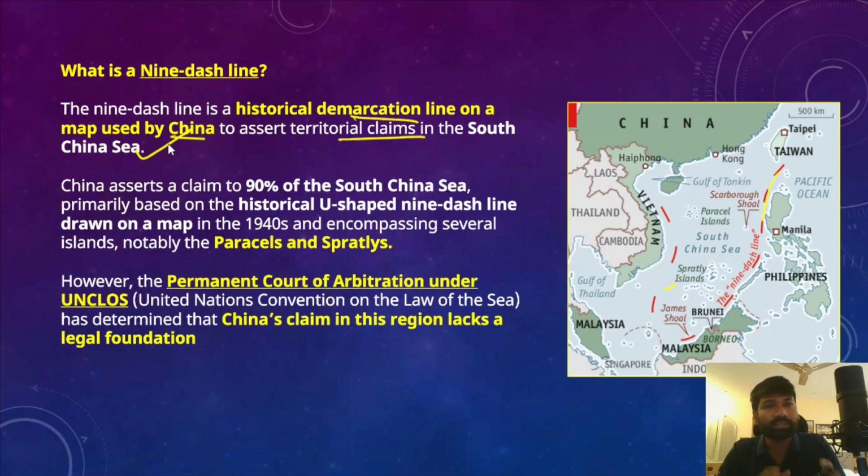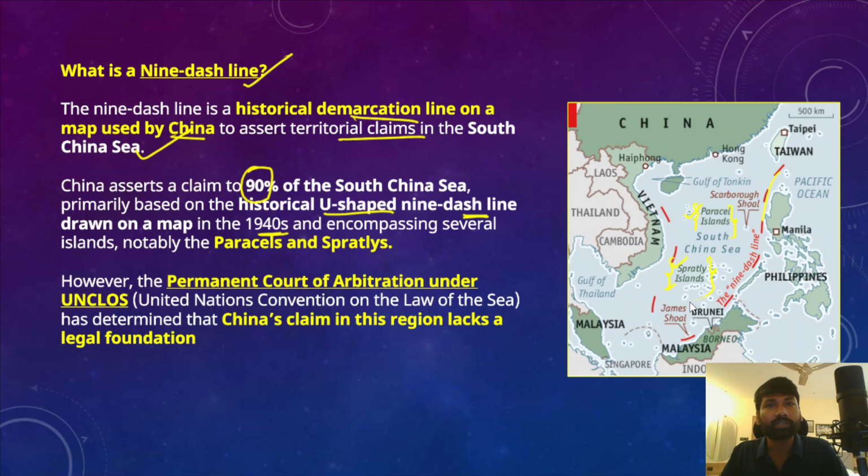China wants to assert its territorial claims over the South China Sea because it is held that there are a lot of resources there, and at the same time the South China Sea plays a very important role as a strategic bed for China. Apart from that, China also asserts a 90% claim over the South China Sea, primarily because of its historical U-shaped 9-dash line, which has been drawn on the map used by China since the 1940s. This 9-dash line also encompasses a lot of islands such as the Spratly Islands, Parcel Islands and various other islands that are part of the South China Sea. China has been building artificial islands and at the same time claiming sovereignty over these islands as well.